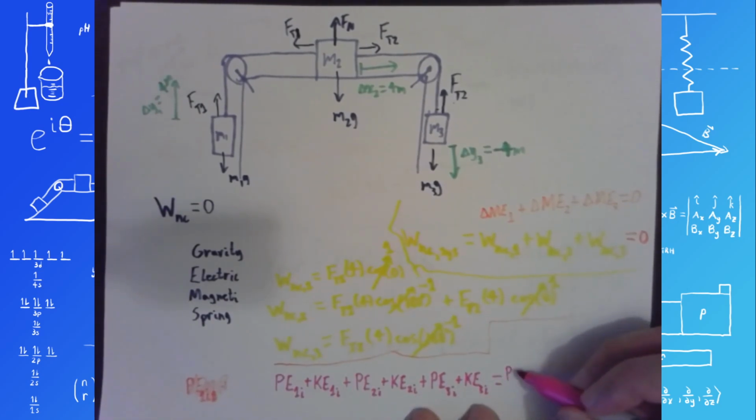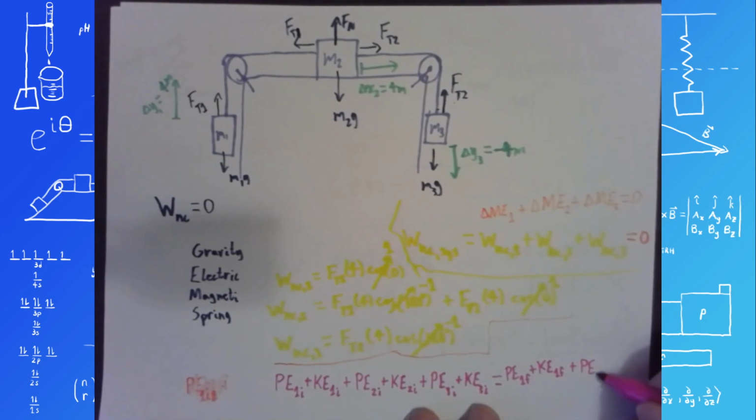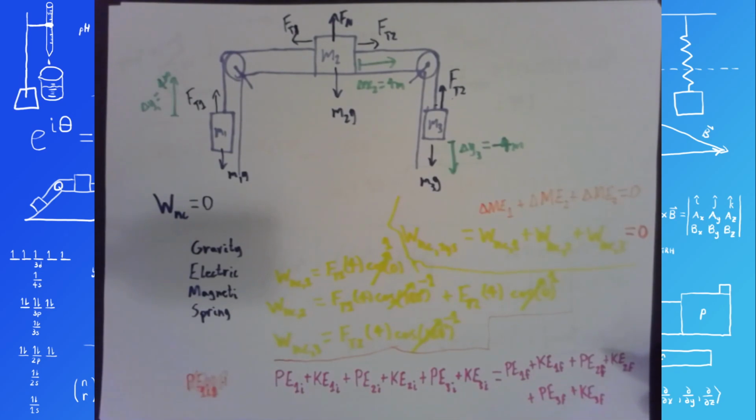So potential energy 1 final plus kinetic energy 1 final plus PE2 initial plus KE, or wait, final, I should say, plus KE2 final plus PE3 final plus KE3 final.